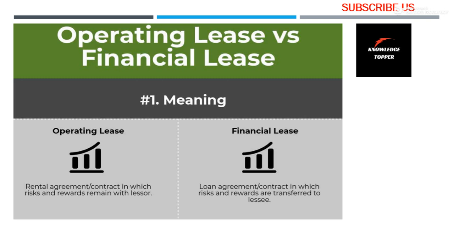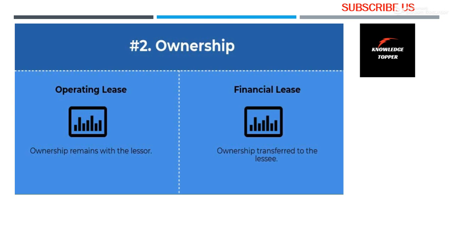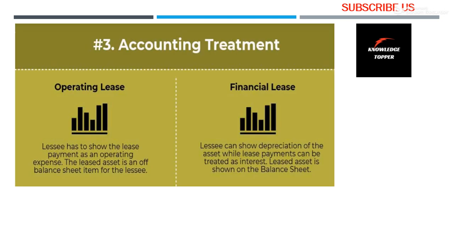Our second basis for comparison is ownership. In operating lease, ownership remains with the lessor. On the other hand, in financial lease, ownership is transferred to the lessee. Our third basis for comparison is accounting treatment. In operating lease, the lessee has to show the lease payment as an operating expense, and the lease asset is an off-balance sheet item for the lessee. In financial lease, the lessee can show depreciation of the asset, while lease payments can be treated as interest. The leased asset is shown on the balance sheet. Remember, these two are the main key differences.